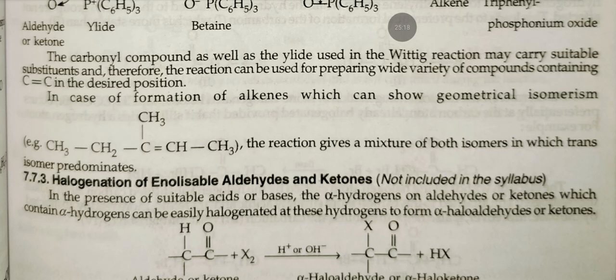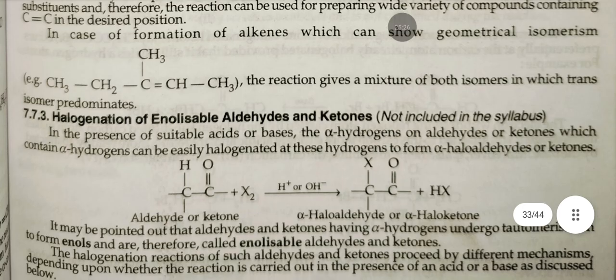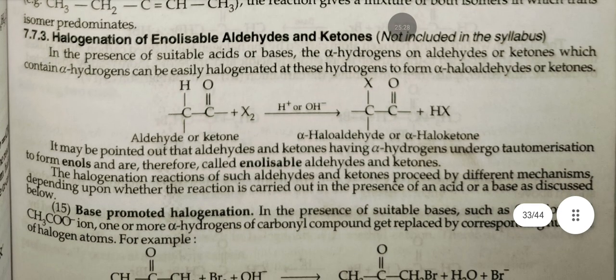In the case of formation of alkenes which can show geometrical isomers, the reaction gives a mixture of both isomers in which the trans isomer predominates. Halogenation of enolizable aldehydes and ketones.